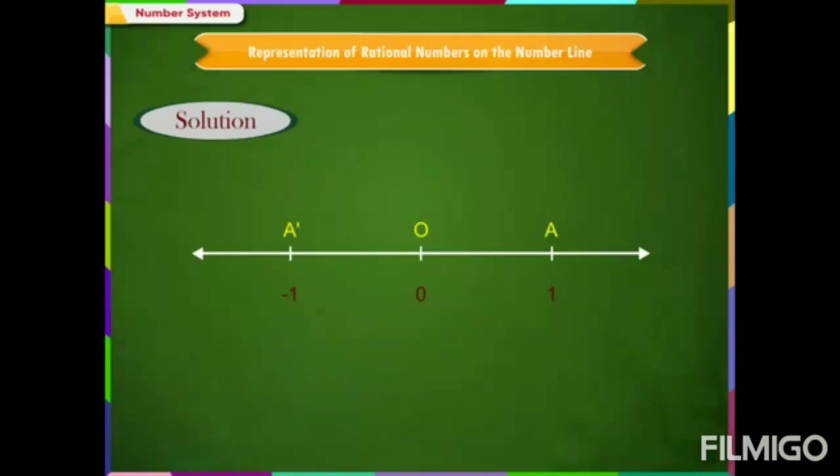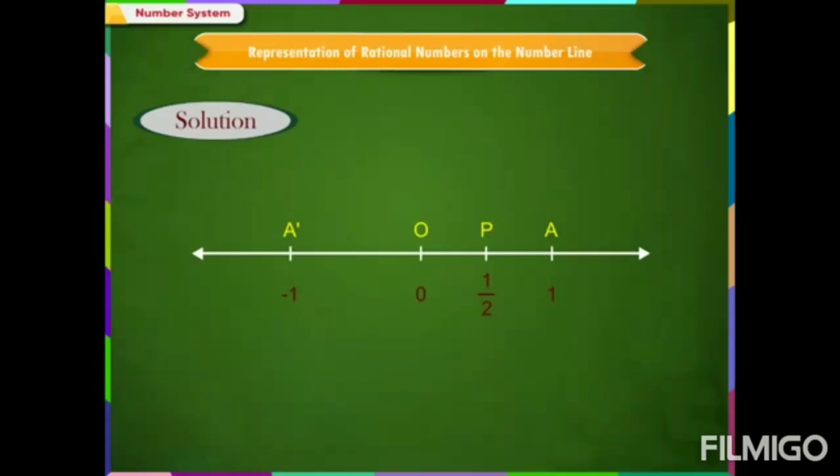Now divide the segment OA into two equal parts. Let P be the midpoint of segment OA and OP be the first part out of these two parts. Thus, OP is equal to PA is equal to 1 by 2. Since O represents 0 and A represents 1, therefore P represents the rational number 1 by 2.